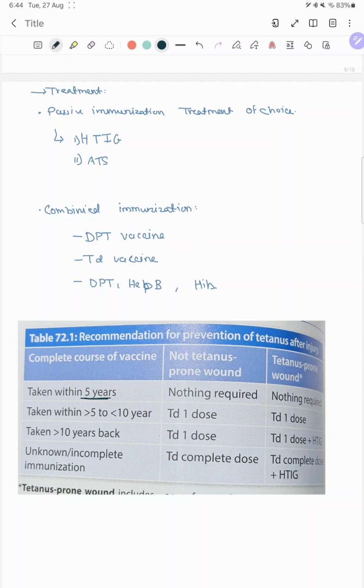So for a non-tetanus-prone wound, if the last dose was within 5 to 10 years, then one dose is required. If taken more than 10 years back, one dose of tetanus toxoid plus HTIG is required. What is HTIG? It's human tetanus immunoglobulin. And if the immunization is unknown or incomplete, then the complete tetanus course is given. Okay, so just see this table from the book, and it's an easy and short video on tetanus.